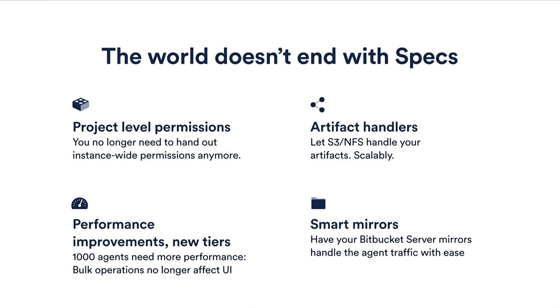And finally, we're also shipping smart mirrors, another feature related to distribution and scalability, where you will be able to use your Bitbucket server data center edition to serve just the traffic from the agents. And so the agents will no longer affect the development work of your developers.